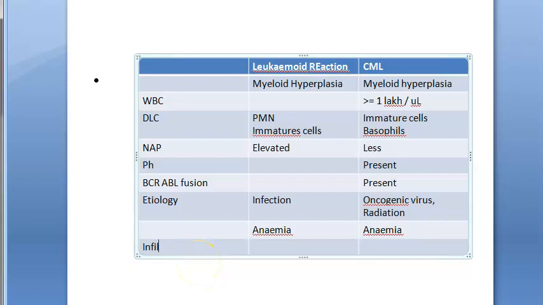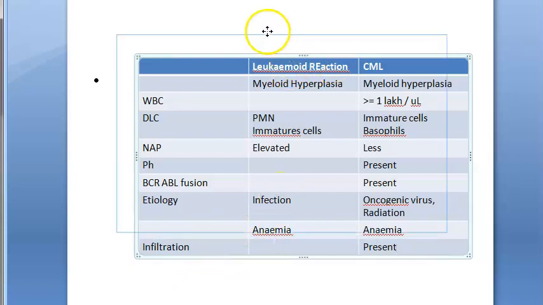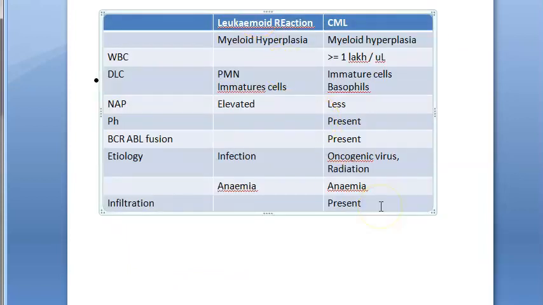Infiltration. Infiltration is present in CML. Why is it present in CML? Because CML is cancer, right? And it is a malignancy. It's leukemia. So definitely infiltration is present.